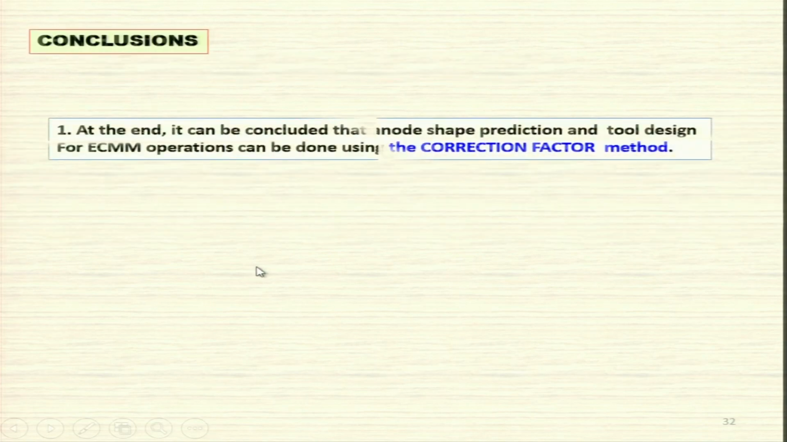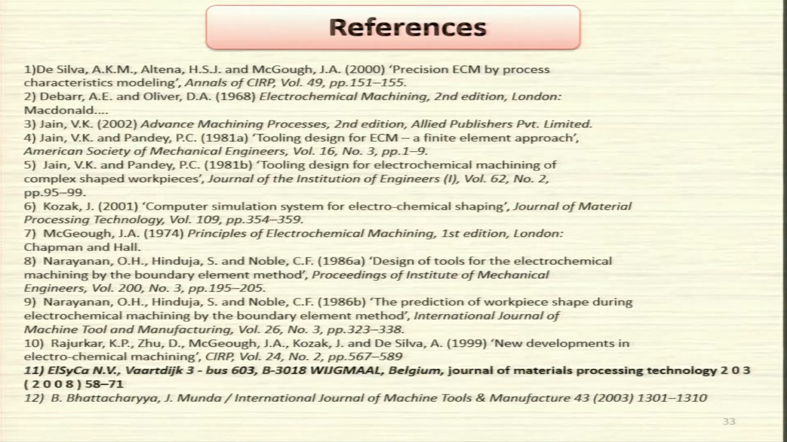Conclusions. At the end it can be concluded that anode shape prediction and tool design for ECMM operations can be done using the correction factor method. These are the references. I have given you most of the references over here, except that Reddy's paper is not mentioned somehow, which is most important. So you can refer to it, you can see it.